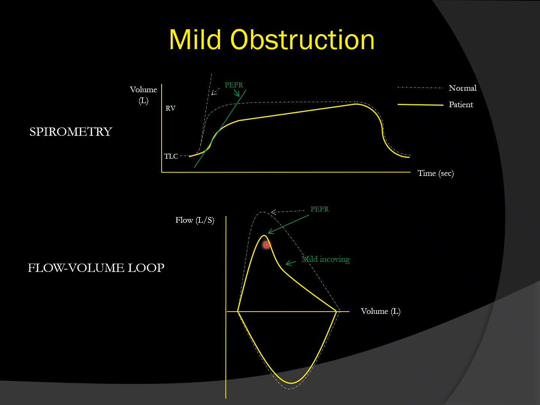We actually see that at the mid-volumes, the flow is particularly suppressed, causing a mild pattern of what we call incoving. And we may see a very slight drop of vital capacity with mild obstruction, but in mild obstruction, the vital capacity may not be affected at all, because they can eventually empty all of the gas.